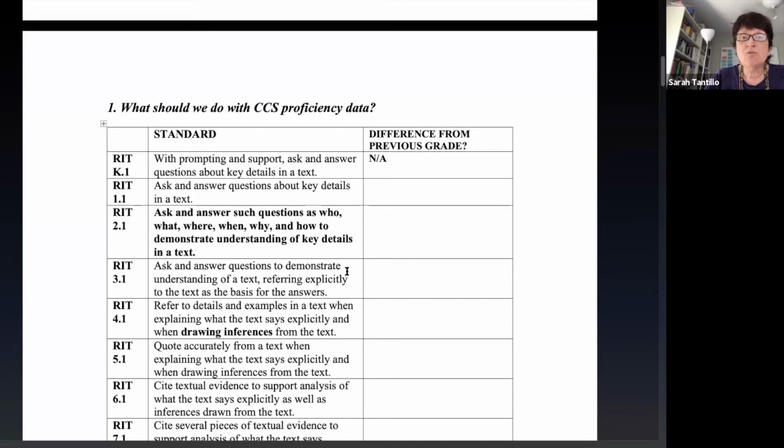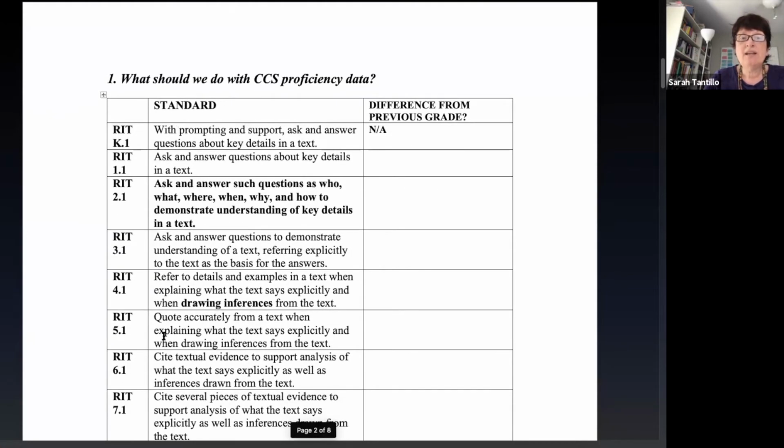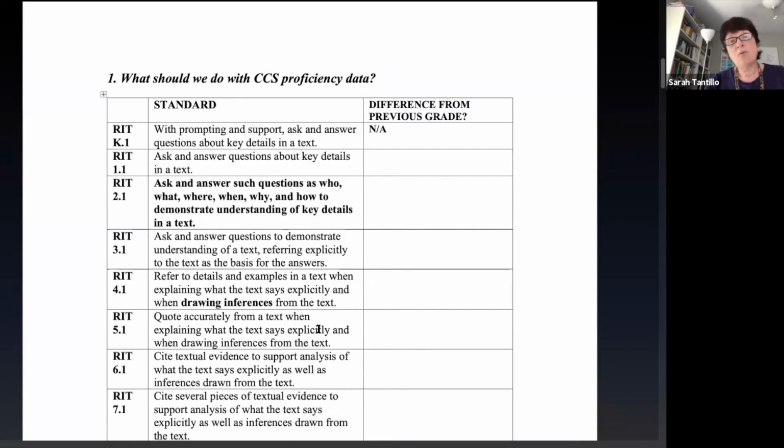So I'm going to ask you right now to go through this trajectory, ideally with a friend, and notice what's different from grade level to grade level, all the way up to 12th grade. What is different between third grade and fourth grade, for example? Well, we notice that's where drawing inferences starts to come in. And then in fifth grade, it asks you to quote accurately. All right. And so like that. So press pause, take a few minutes, and go through all the way up to 12th grade. And then we'll come back.